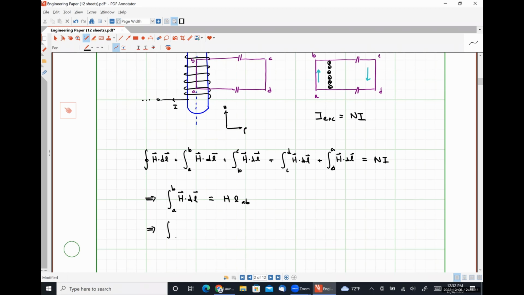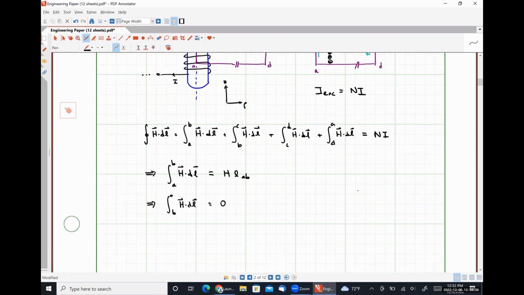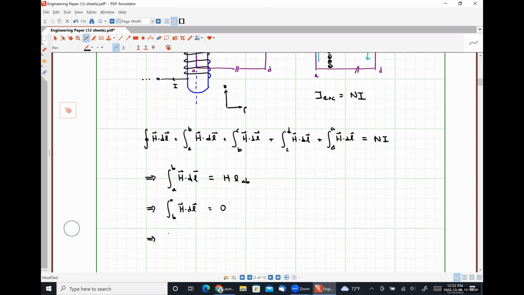For the part of the line integral from B to C, our magnetic field and our line are perpendicular to each other, right? Because our magnetic field is in the up and down direction and our line is in the horizontal direction. So those two things are 90 degrees apart, and so our line integral is equal to 0. We're going to see the exact same thing when we go from D to A.